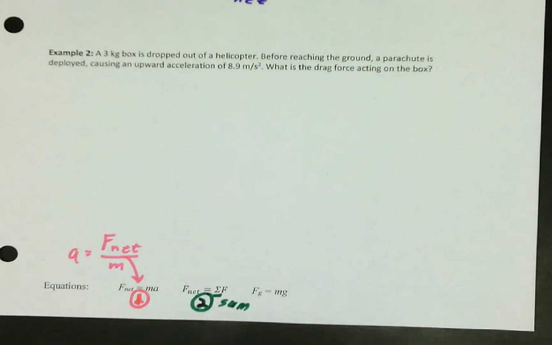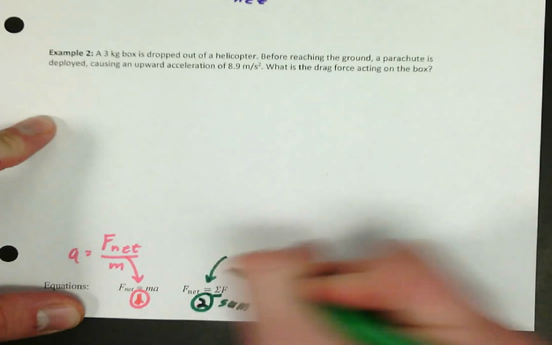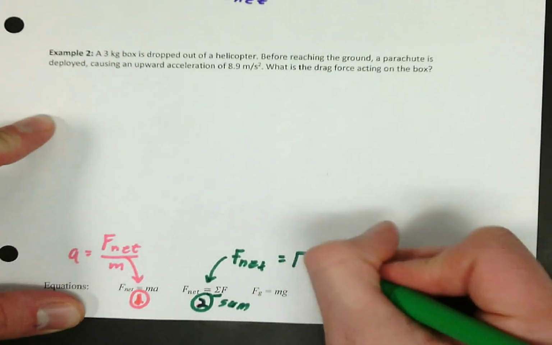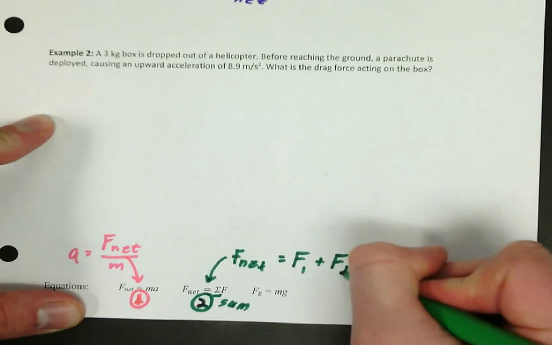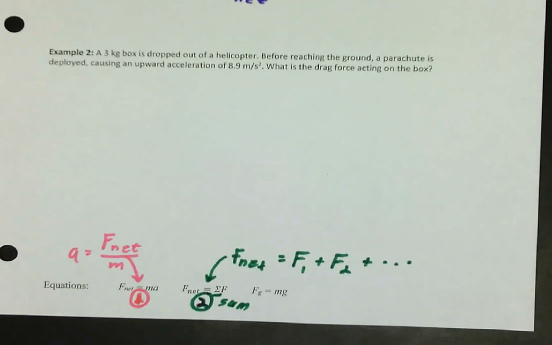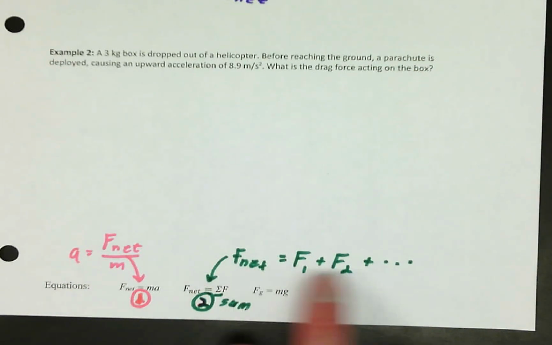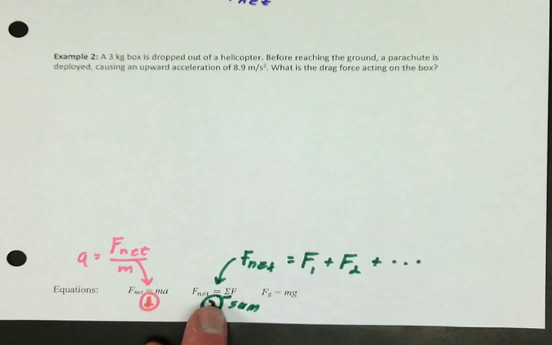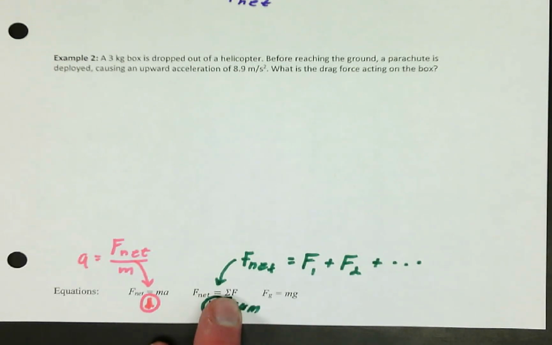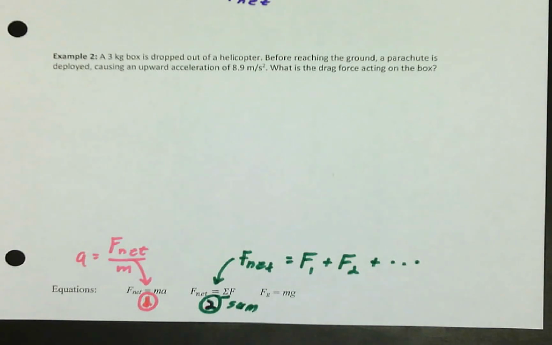But this equation is this. F net equals F1 plus F2 plus whatever. In other words, rather than write out this big old nasty thing every time, it's just simpler to write it this way. F net equals sum of the forces. So in other words, add the forces up. So there are 2 ways I can find the net force. I can either multiply the mass and acceleration, or I can add the forces. Those are the 2 ways.